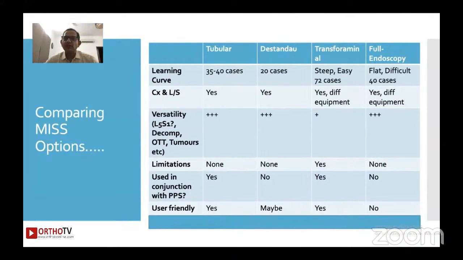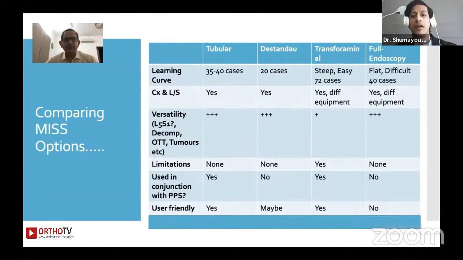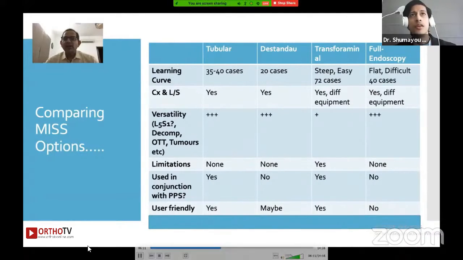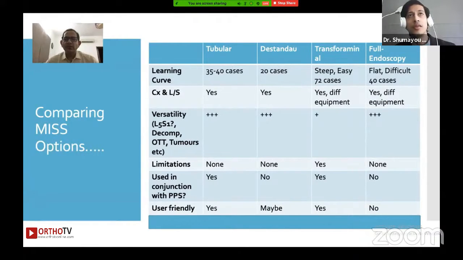However, the transforaminal and the full endoscopy do require a narrow gauge. Our internet is not working. No, the transforaminal system, connecting to it, but there's no internet there.